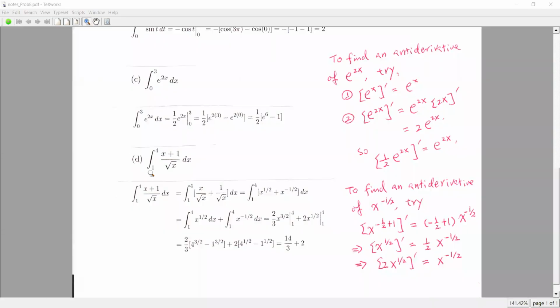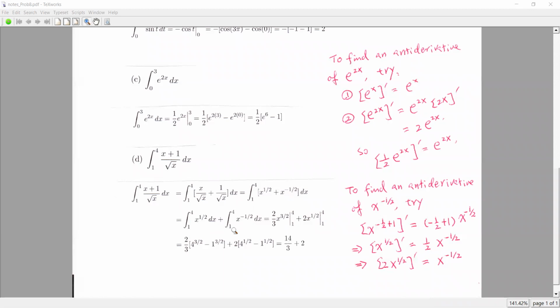Part D, compute this integral. The function in this integral is a little complicated, and I want to simplify the function. I write the fraction as a sum of these two fractions. The first term in power is x to 1/2. The second term in power is x to -1/2. Then apply the summation rule, I have this equation.